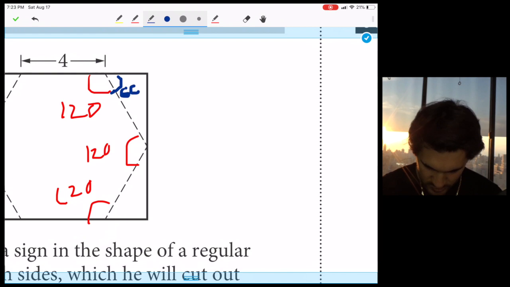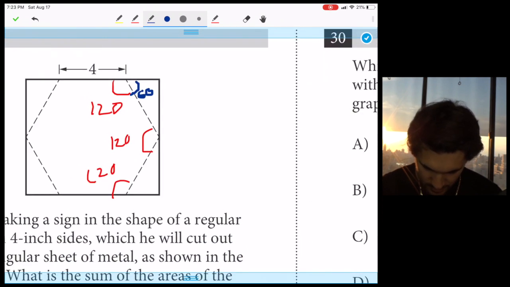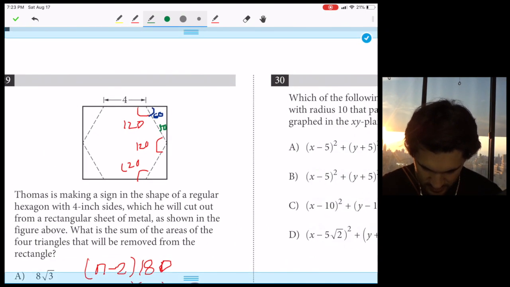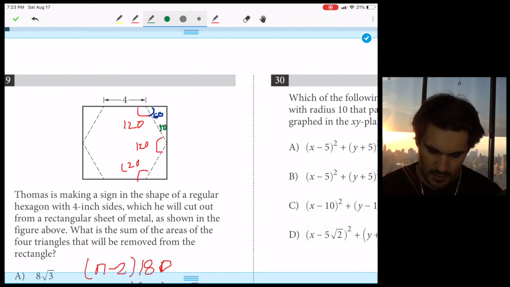Sorry, can only zoom in so much. And this other angle will have to be 30. So we've got, again, sorry, the handwriting's bad, but it is what it is. So we've got these 30, 60, 90 triangles here, and this now is very valuable information because if these are 30, 60, 90, we know each of these sides is 4.